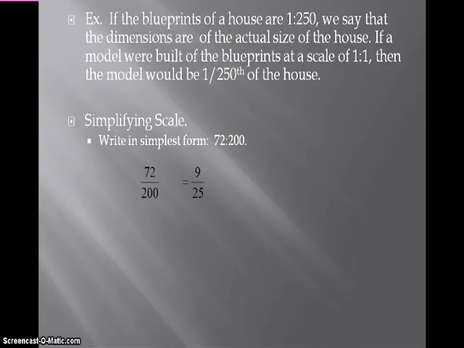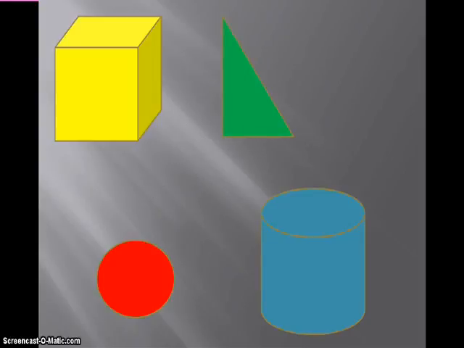Simplifying scale. We can write scale in simplest form. If given the scale 72 to 200, we can write it in a fraction form, 72 over 200. We know how to simplify fractions, thus we could notice that both 72 and 200 are divisible by 8. Thus we could simplify it to 9 divided by 25.